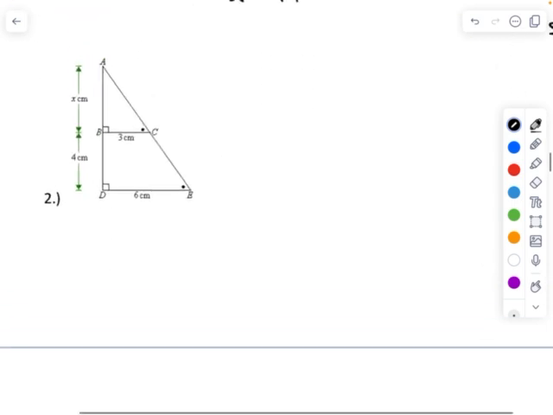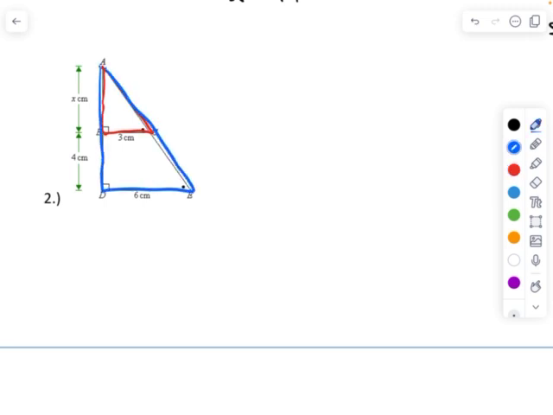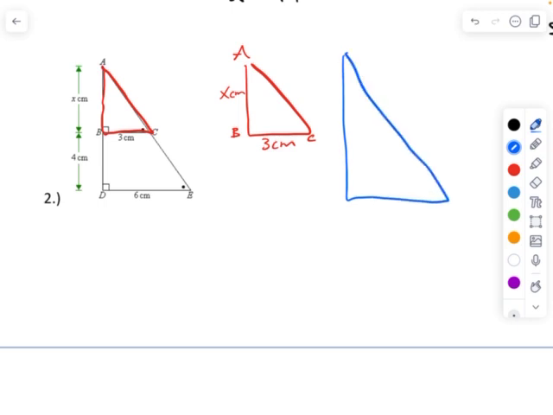And again, using corresponding sides. Let's go ahead to number 2. Notice I have a triangle inside of a triangle. So I have a red triangle here, and then I have a bigger triangle. So I'm going to take my red triangle and I'm actually going to draw it outside of the given figure. And I'm going to carry my labels as well. 3 centimeters, and then this is X centimeters.